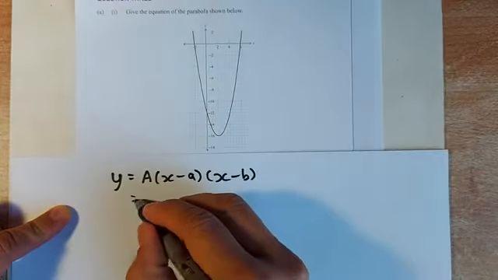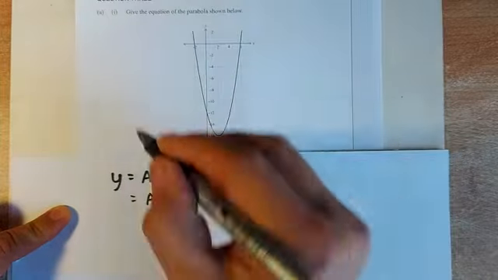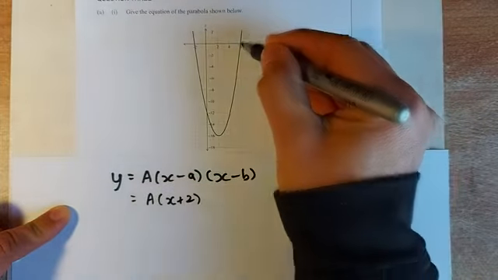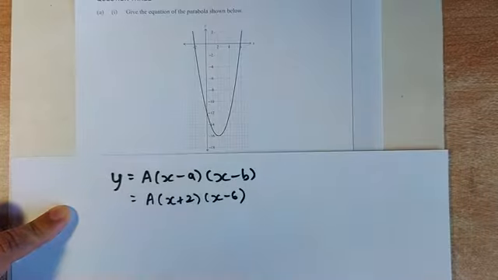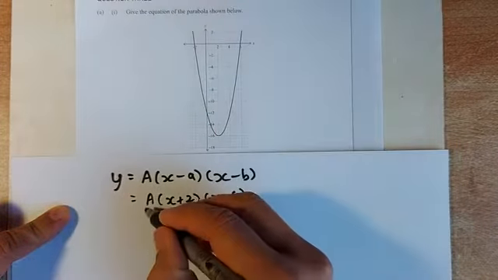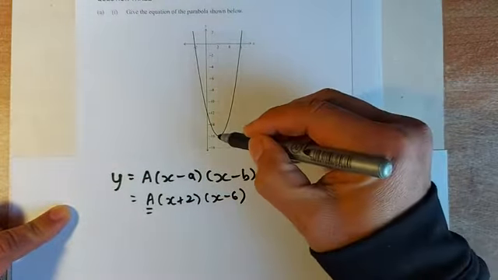What you do, if it is -2, you just need to change x minus -2 to become x plus 2, and a +6 becomes x minus 6. The next job is to find the value of a. To find a, you need to find a point on the graph. So we shall look at this point here.